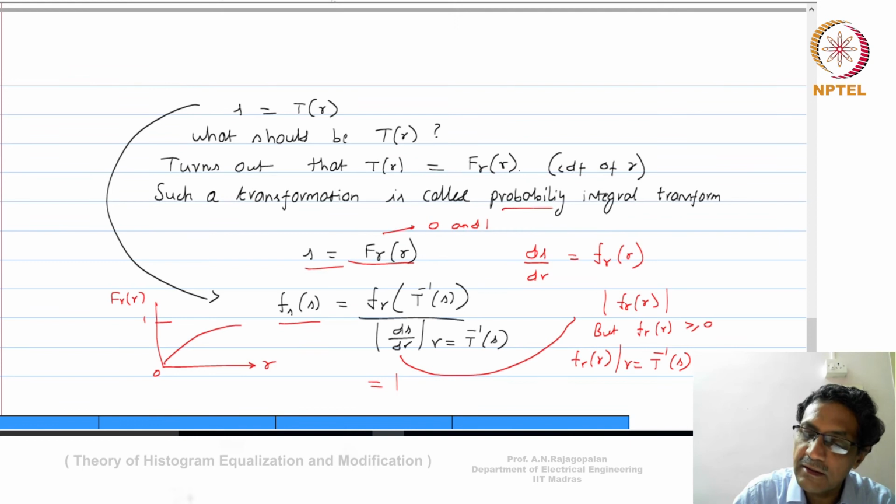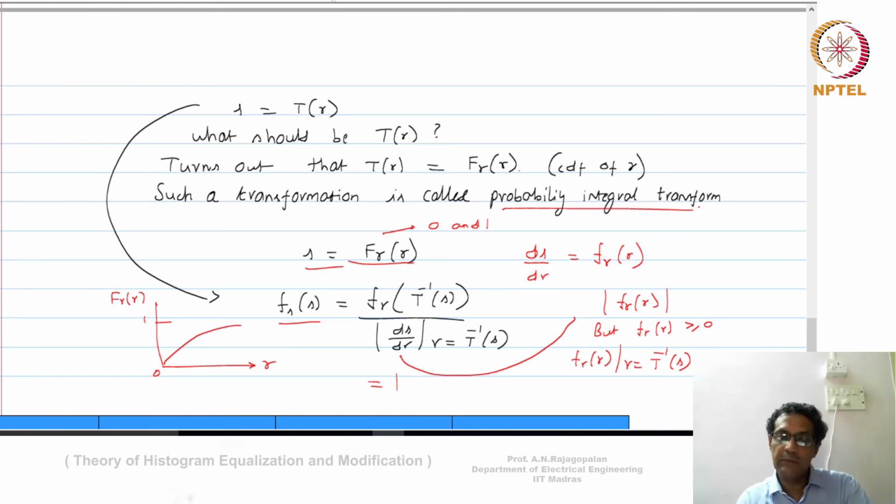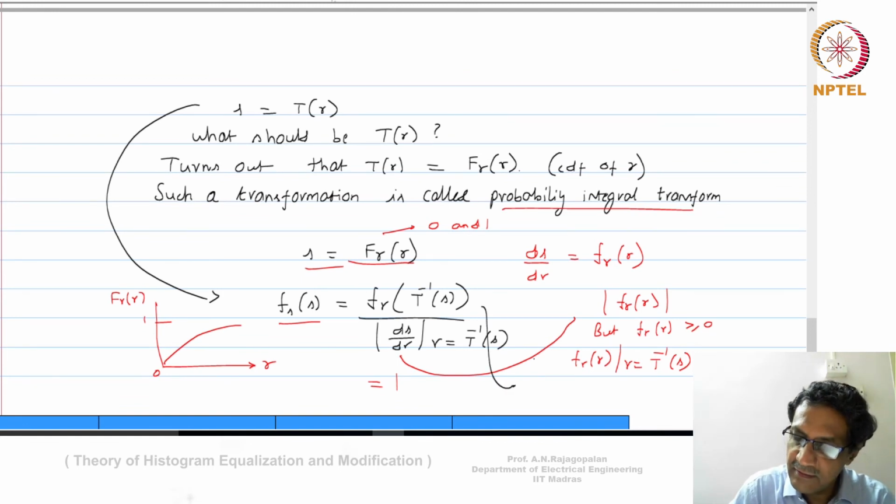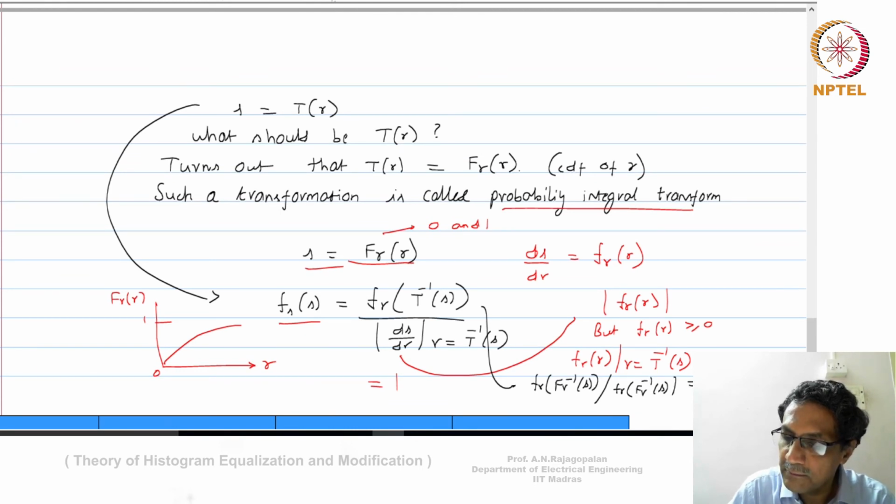So this probability integral transform is what you need to apply in order to equalize the histogram, or in order to arrive at a final PDF that is flat, uniform. Now this would be a theoretical result. If you want it to be even more clear, you can write this as fr of fr inverse of s divided by fr of fr inverse of s, which is equal to 1. Because t inverse in this case, when you choose the special case of s equal to fr of r, is what you will end up with.